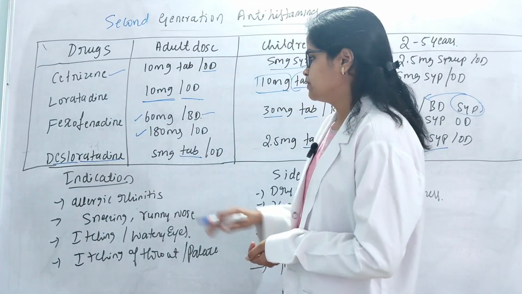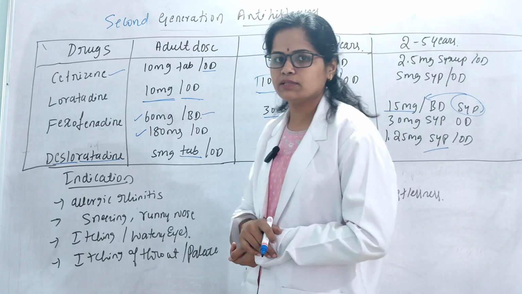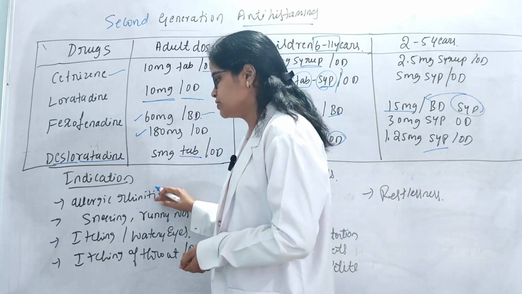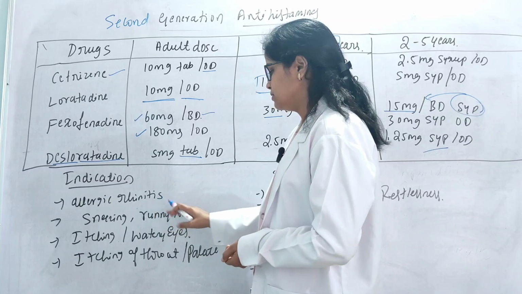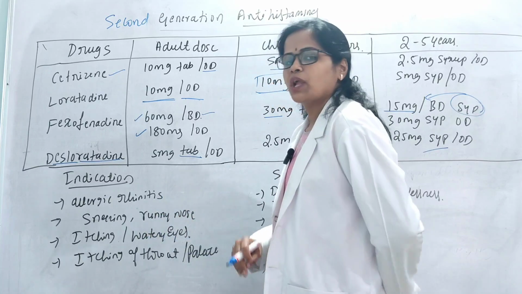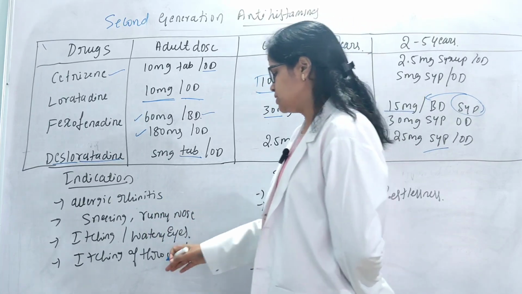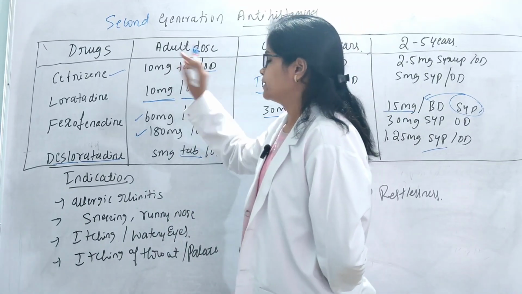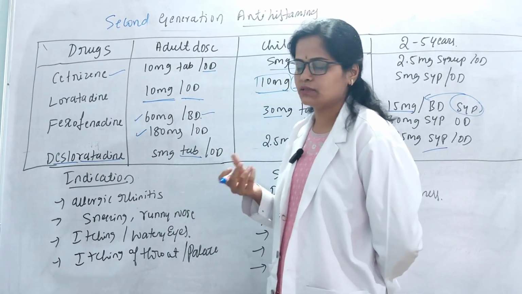So next we'll see the indications of these second generation antihistamines. These drugs are used for the treatment of allergic rhinitis, sneezing, running nose and itching, and watery eyes and itching of the throat and palate. Whenever there is throat irritation, second generation antihistamines can be used.